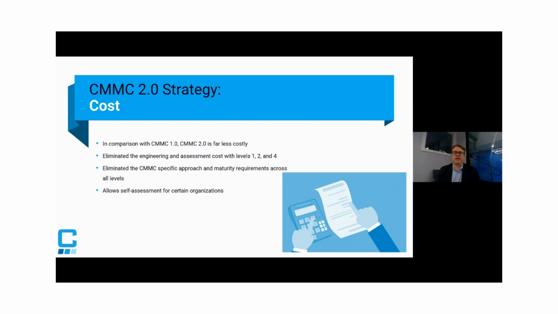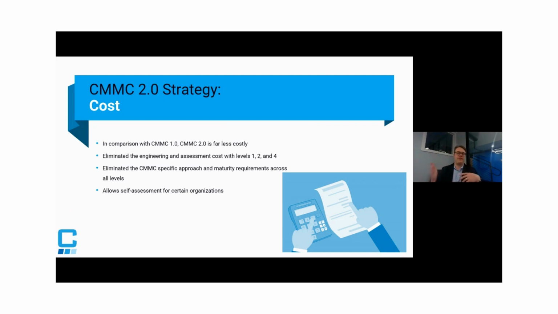So the level 1 requirements and assessments are basically going to go away. Level 2, there's going to be some stuff that we'll talk about on the next page here, and level 3 will require government people to go and assess. They eliminated all the engineering and assessment costs related to levels 1, 2, and 4 of the original CMMC. And the DoD also eliminated the CMMC-specific approaches.